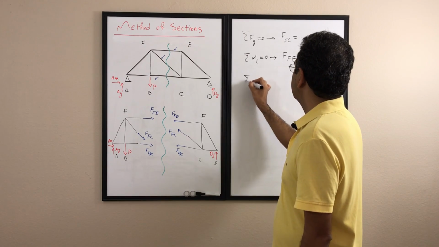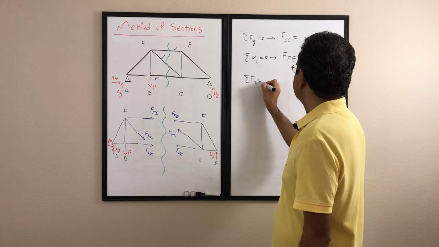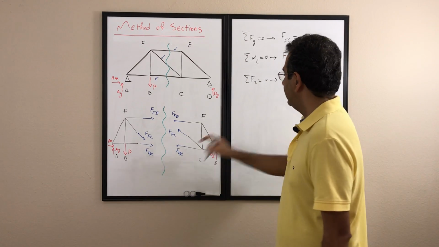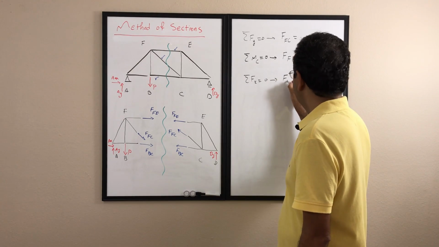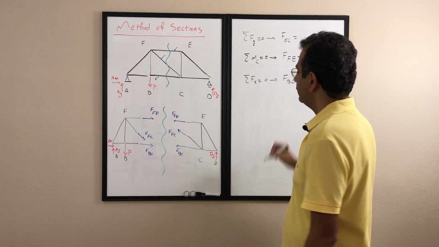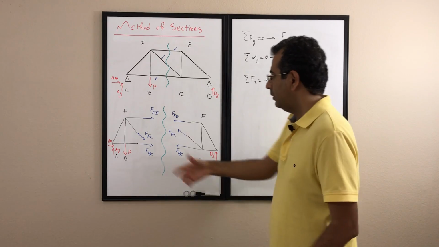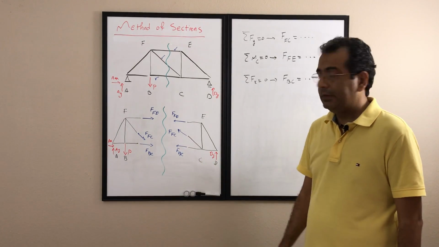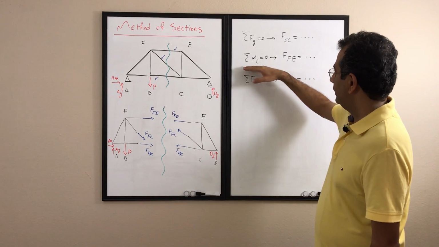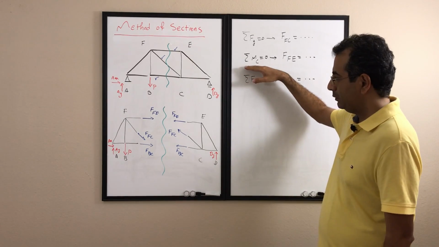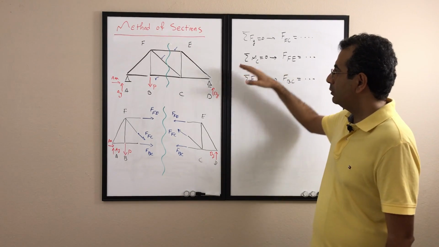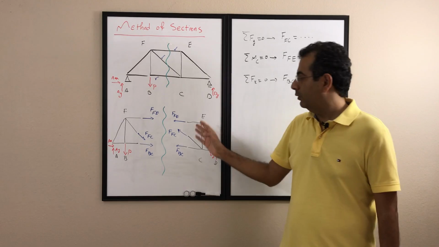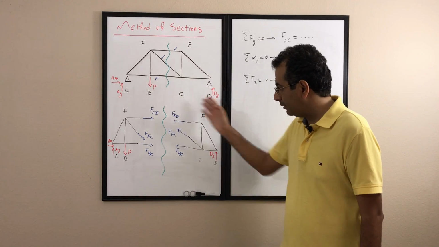And eventually, if I write sigma Fx is 0, then I can find the value for FBC, because that's the only unknown left. I can do it also for the other side as well. Remember, don't get confused. Here I use the moment equation. We can use the moment equation for the entire truss, or as here, as part of the truss.